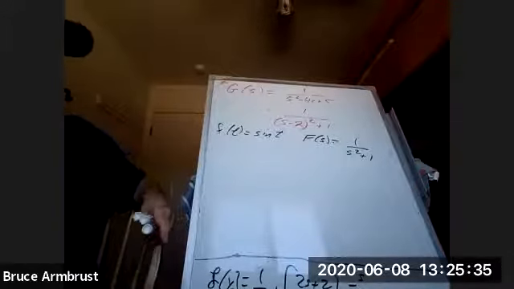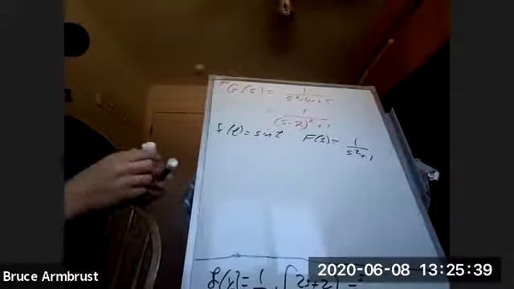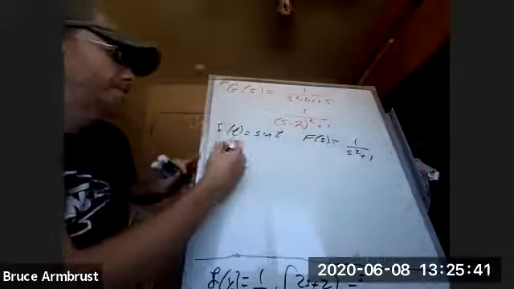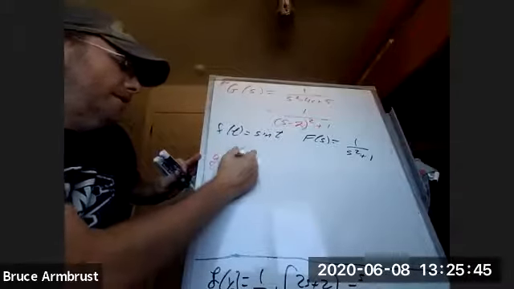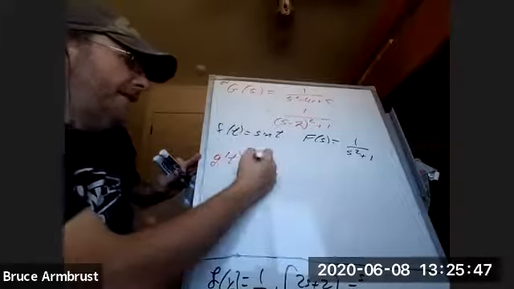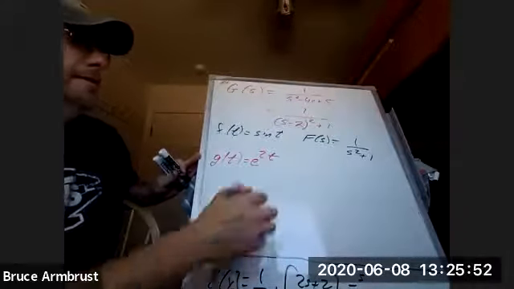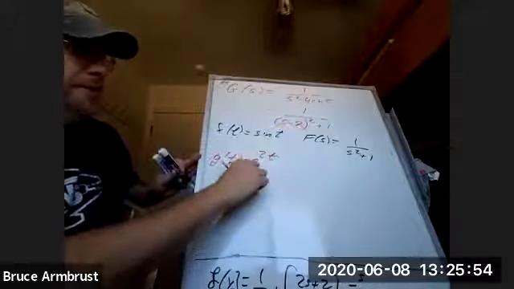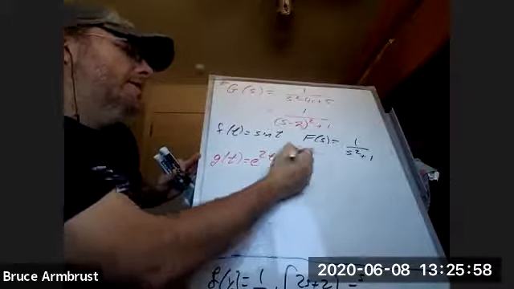Okay, well now this is where we're going to use the theorem we just proved. So that tells me that G of s is the Laplace transform of g of t equaling e to the 2t, because we're shifted by 2, so e to the 2t, times sine of t.